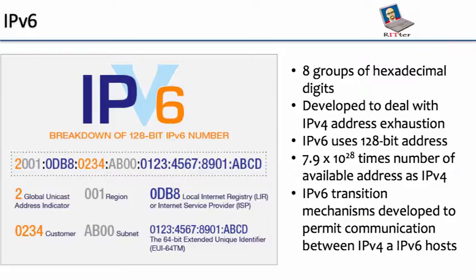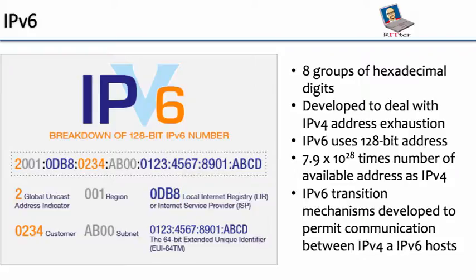But IPv6 is essentially a slightly different system. It uses 8 groups of hexadecimal digits, so hexadecimal being a combination of the digits 0 to 9 and the letters A to F. And the groups mean different things. You can see in the little diagram there that it talks about 2 of them being a global unicast address. Some of them talk about what region that address is from, the customer, and then the last 4 sets of hexadecimal digits define the actual local network and the individual device on that network.